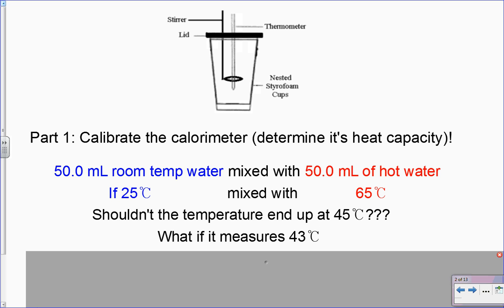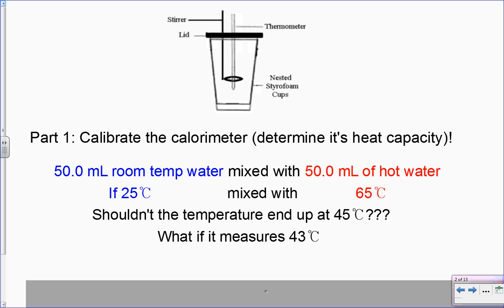But what if we actually measured it at 43 degrees Celsius? What happened to those missing 2 degrees Celsius? And that's really what we're going to use to calibrate our calorimeter. So let's say that we have a missing 2 degrees Celsius.